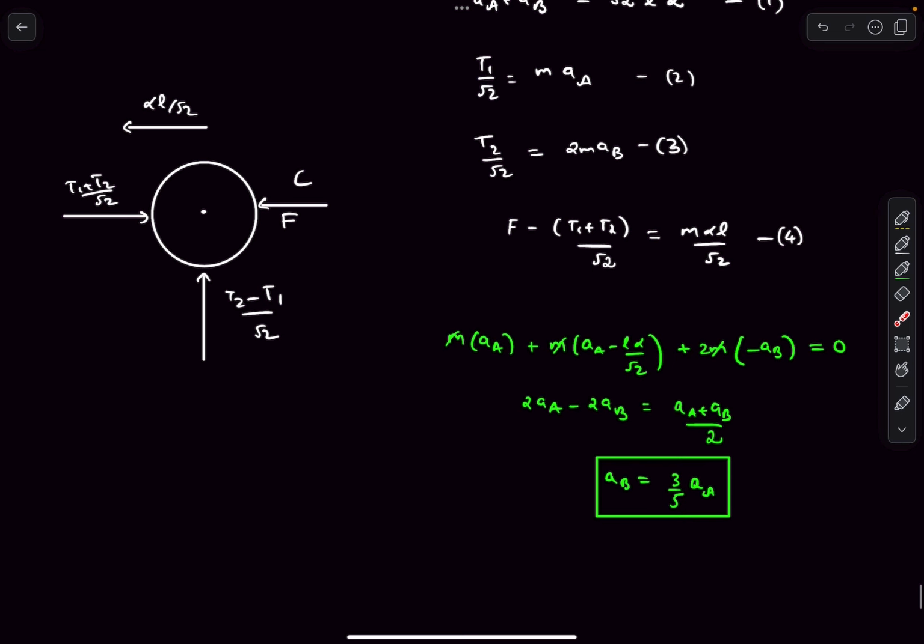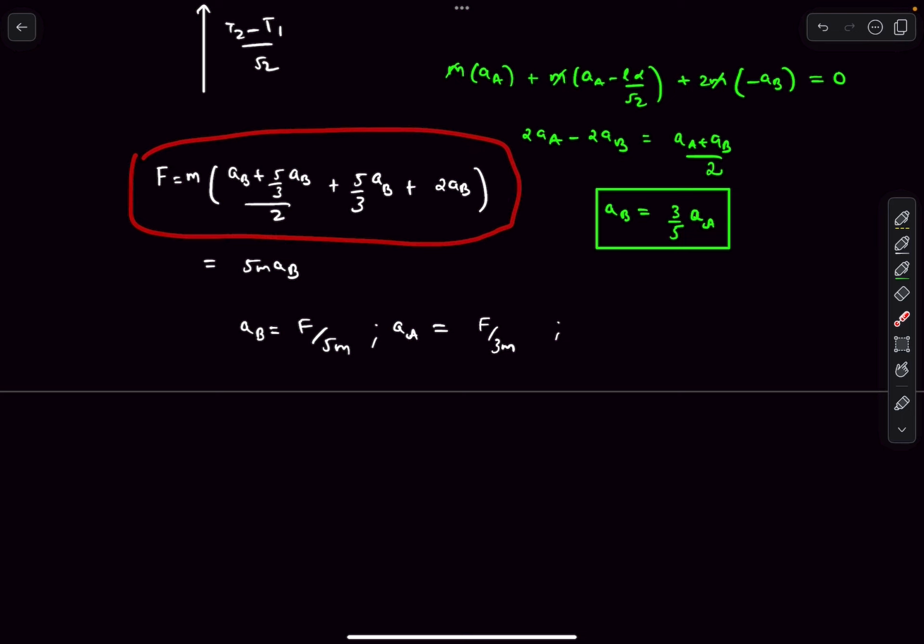Okay, so now basically we can substitute everything into this equation and we can solve for acceleration of B. And once you substitute everything in terms of AB, then you get the answer for AB as F by 5m. Now this is what they asked in the question.